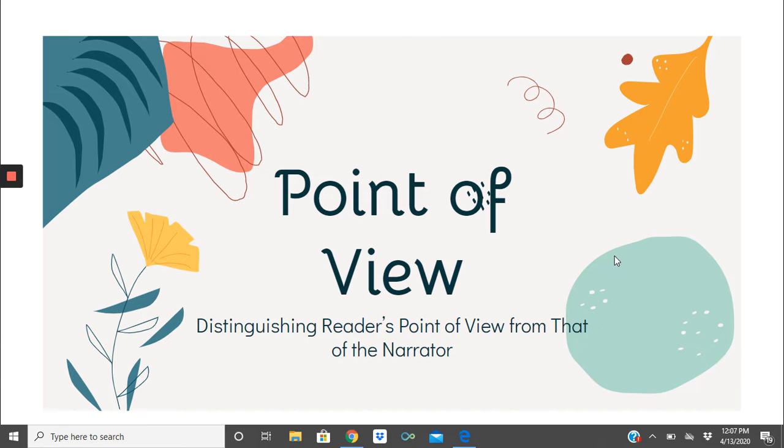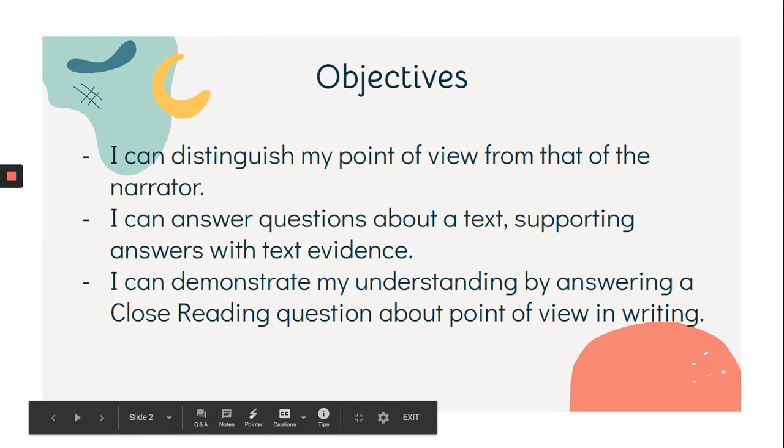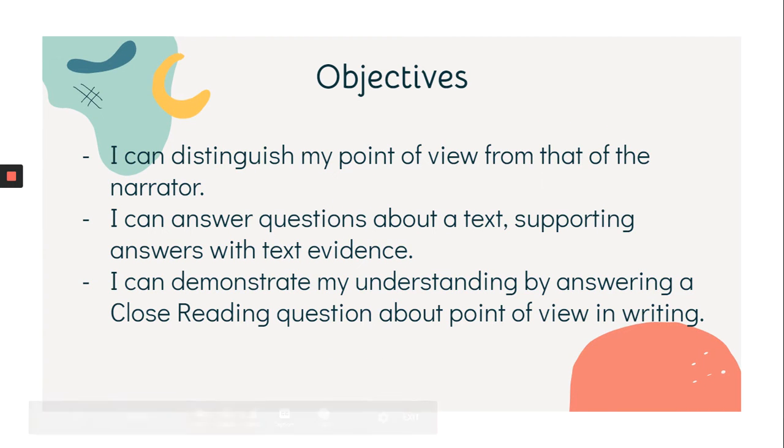Since we are here on Monday, we're going to jump into our reading mini lesson, which today we're going to talk about point of view in a story. So here's our learning objectives or our targets for today. Our goal is to distinguish our points of view as readers from that of the narrator. So the narrator is the person who's telling the story. So we're going to compare our points of view from that of the narrator.